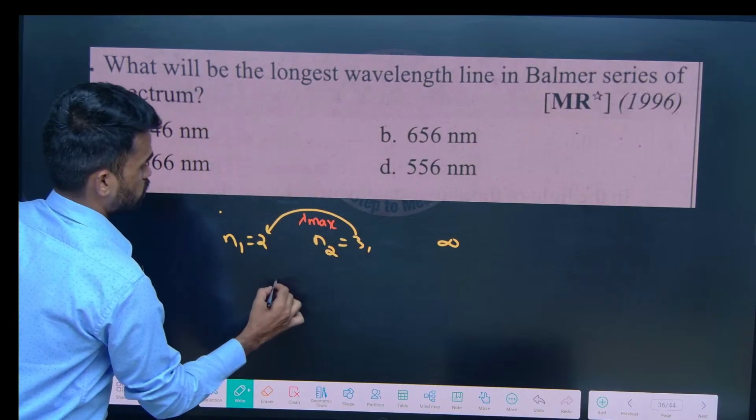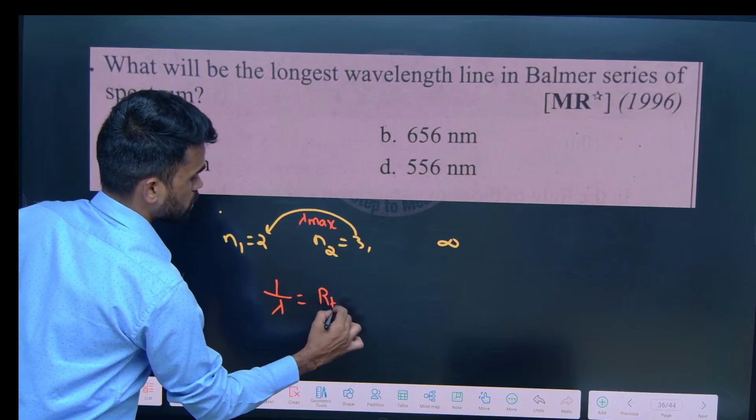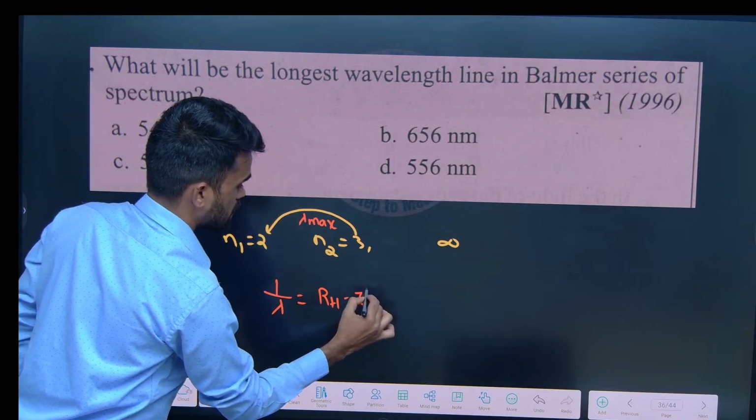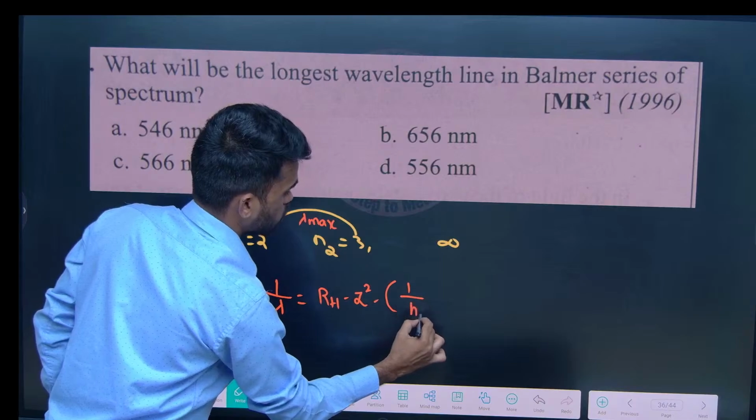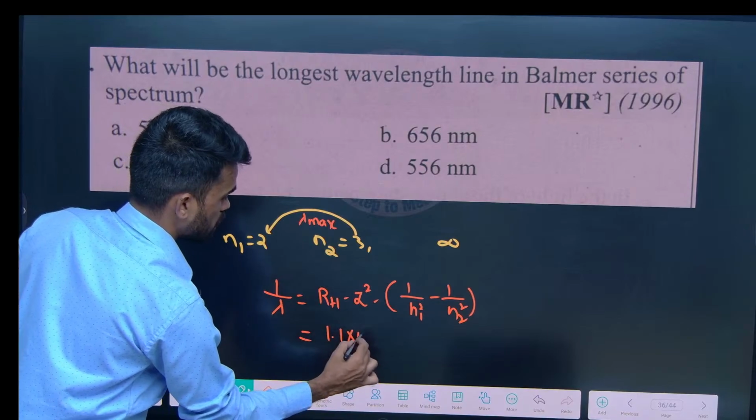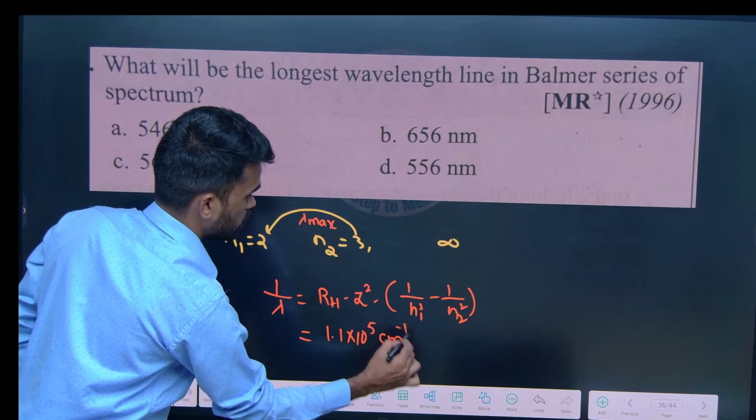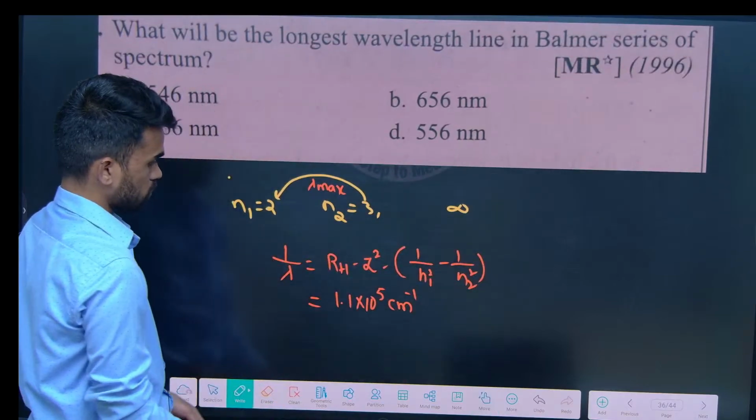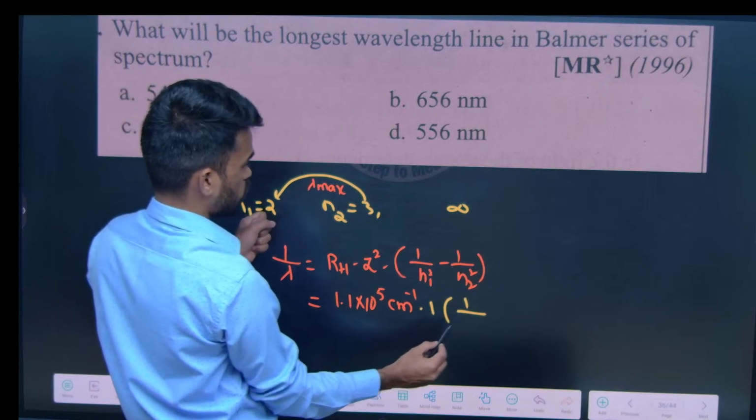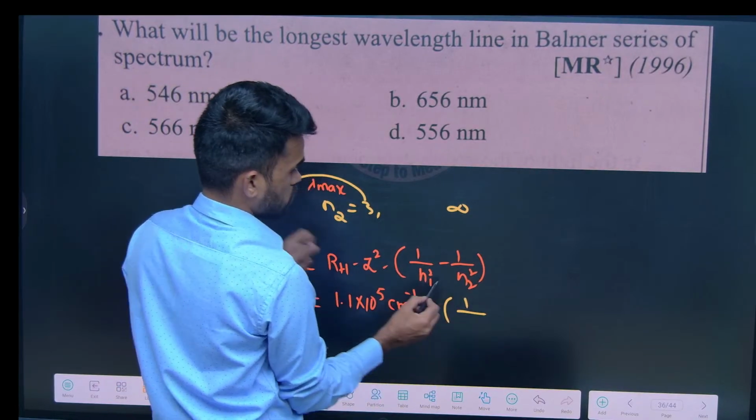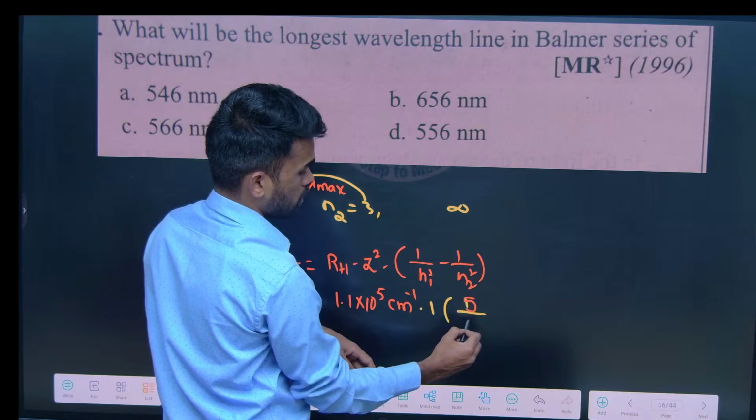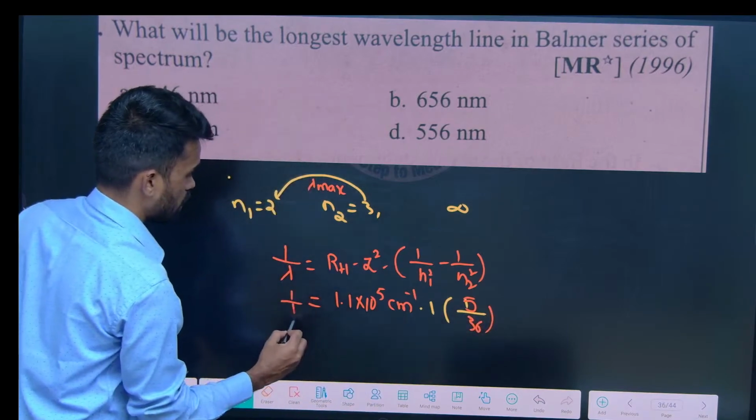We got the answer. So 1 by lambda is equal to RH Z square. Which atom is that? Hydrogen atom. If it is not mentioned, you just take it as hydrogen atom. 1 by N1 square minus 1 by N2 square. That's it. So RH has 1.1 into 10 power 5 centimeter inverse. Z square is 1. This one is how much? 2 square is 4. So 1 by 4 minus 1 by 9. So 5 here, 36 here. Perfect. This is 1 by lambda.